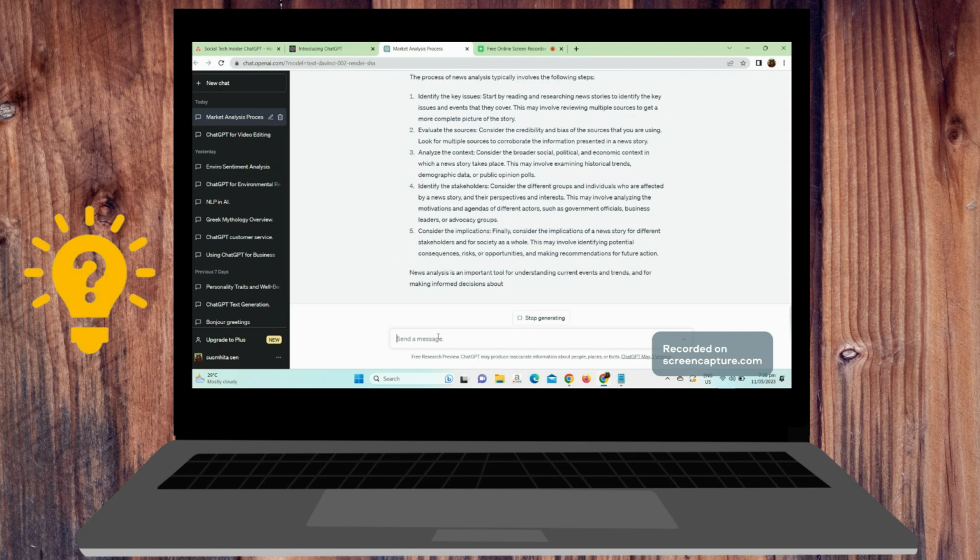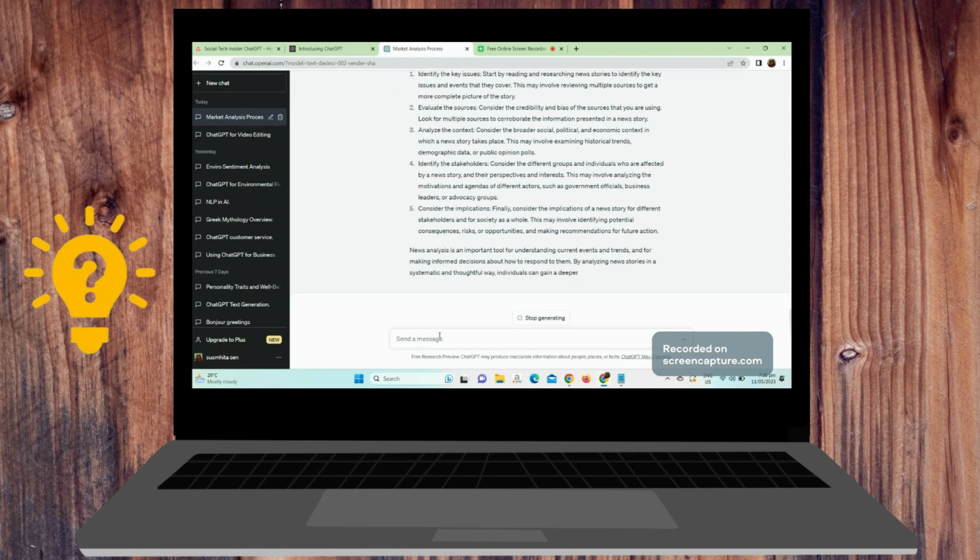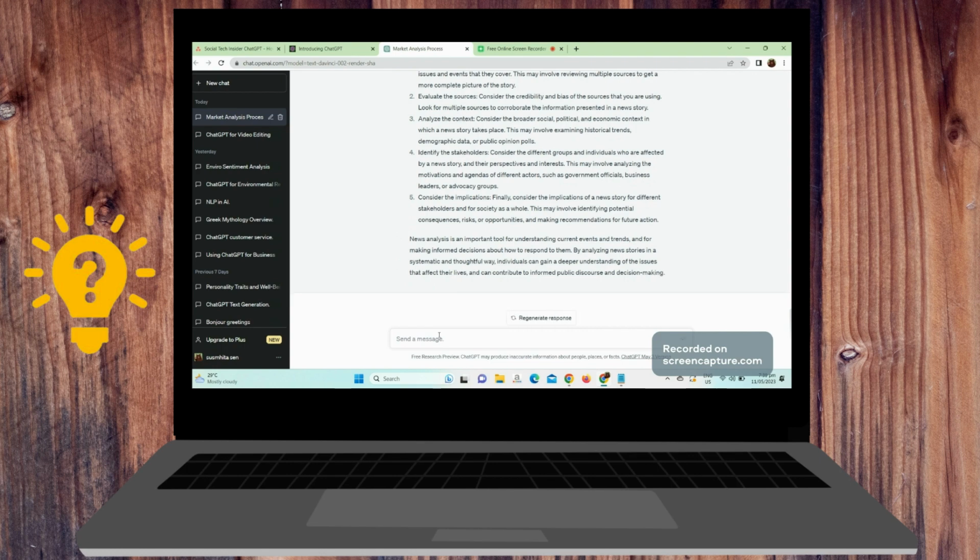However, it is important to keep in mind that ChatGPT's responses are based on past data and may not necessarily predict future market performance. Therefore, it is still important to conduct thorough research and analysis before making any trading decisions.